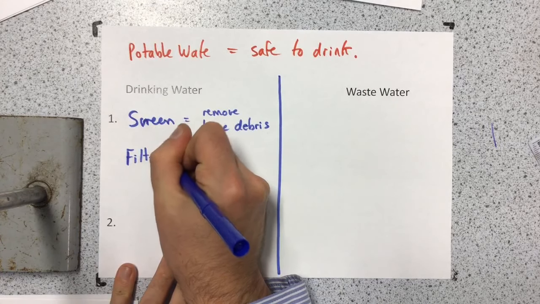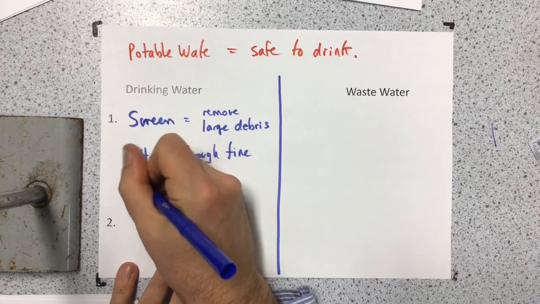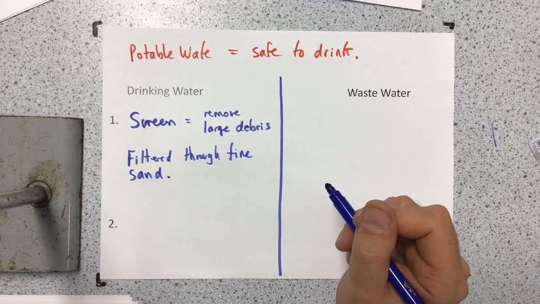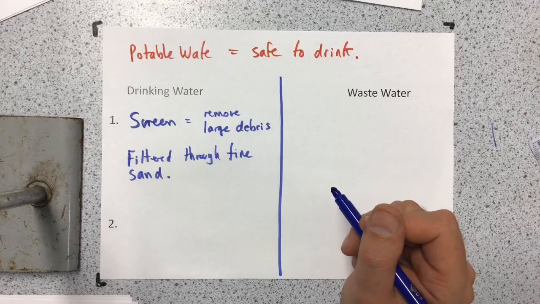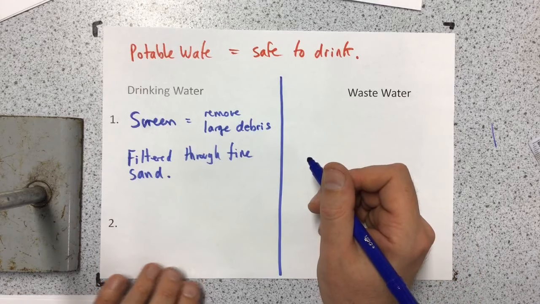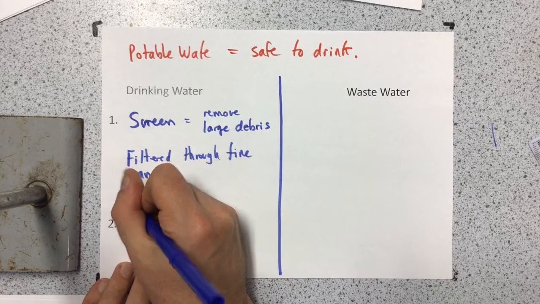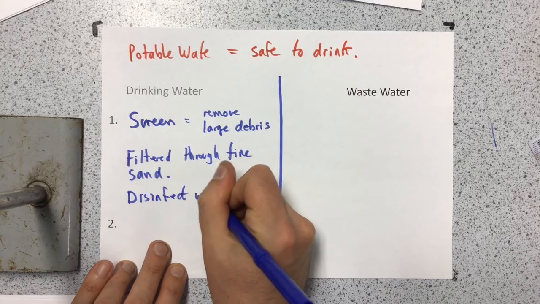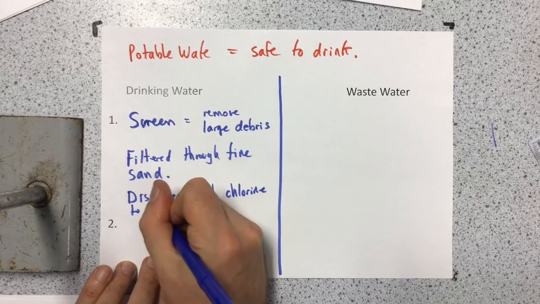The next thing we do, it is filtered through fine sand. It's actually filtered through sand a few times, and the sand grains get smaller and smaller each time, so it removes more and more and more of the insoluble stuff like grit and stuff like that. And then finally, once we've got rid of all the dissolved solids, we have to then disinfect with chlorine. And that is to kill the bacteria.